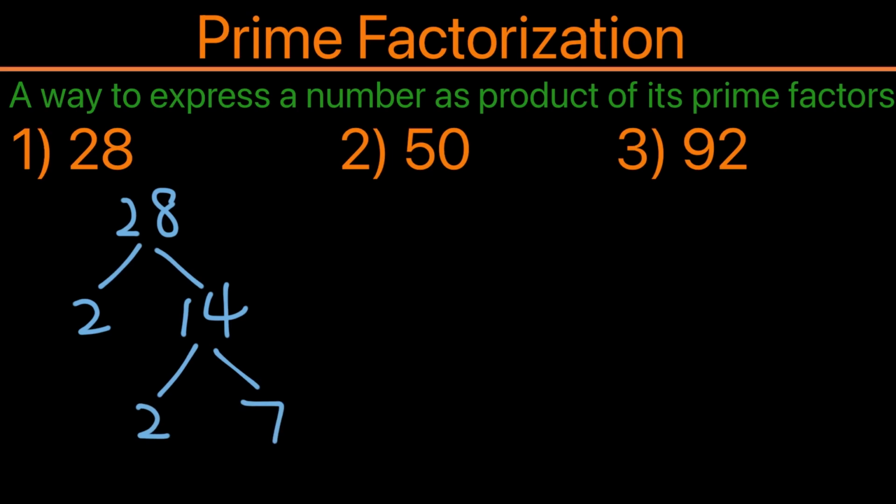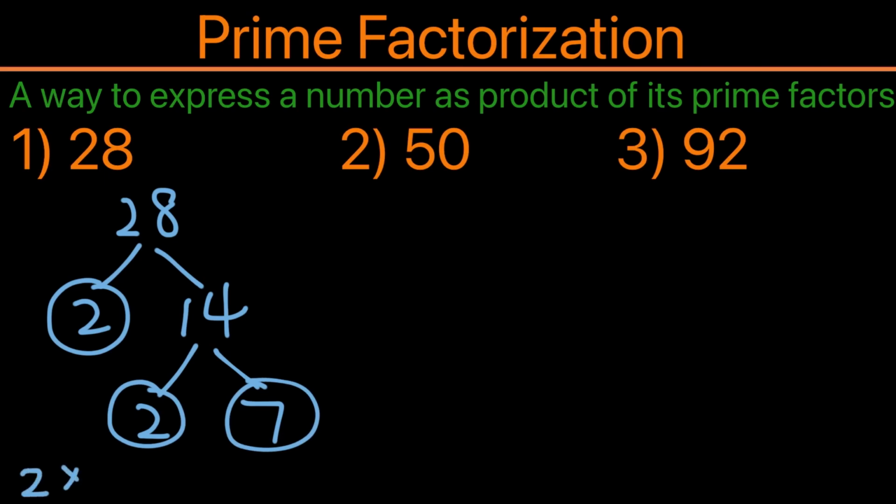So now we have 2, 2, and 7. These numbers are all prime factors, and that's how we know this is the final answer. And to write out the prime factorization, it would be 2 times 2 times 7 equals 28. So it would basically be 2 times 2 times 7, like this.